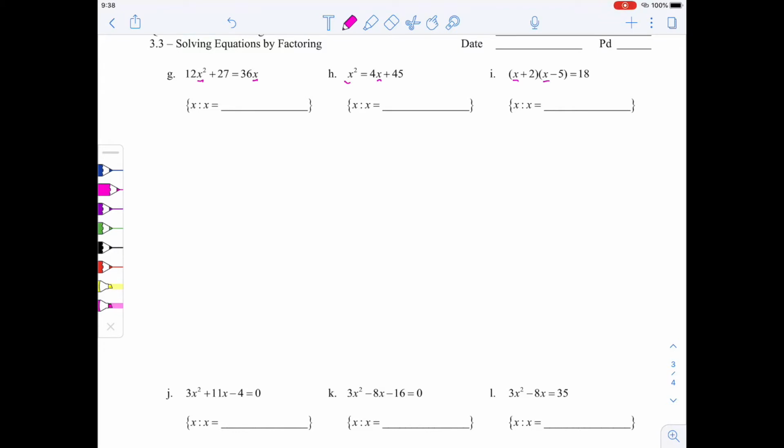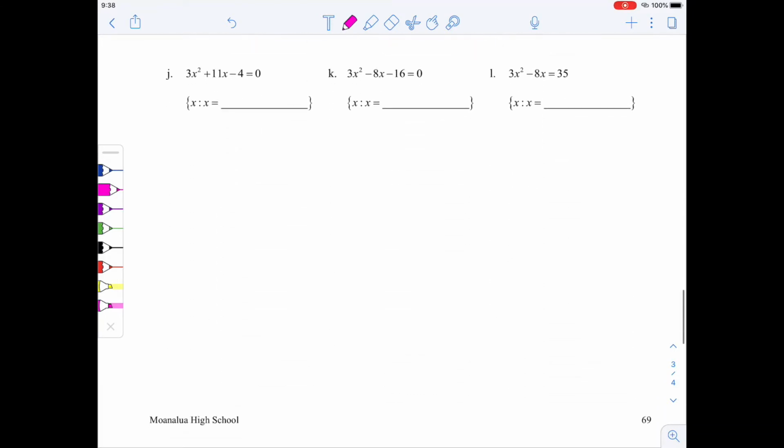And we have to make it look like a factored form, like this. And we want it to be equal to 0 to solve it. So we look at J, it's already equal to 0, right? So we just take this and we want to factor it. So we're going to factor it first.